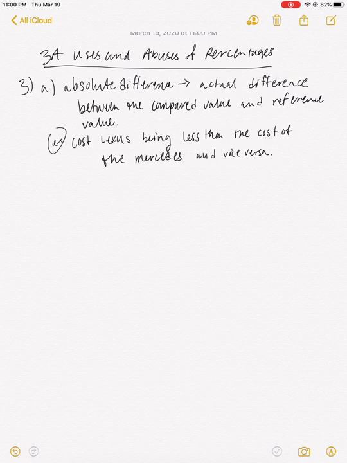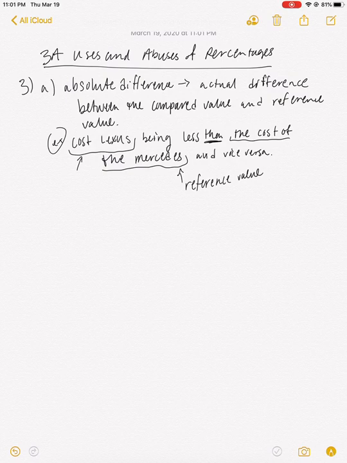And so we want to do the compared value and reference value. The reference value is whatever comes after than. So we have the cost of the Mercedes. So in this case, if the Lexus is being less than the cost of Mercedes, then this is the reference value. And then the cost of the Lexus is going to be the compared value.